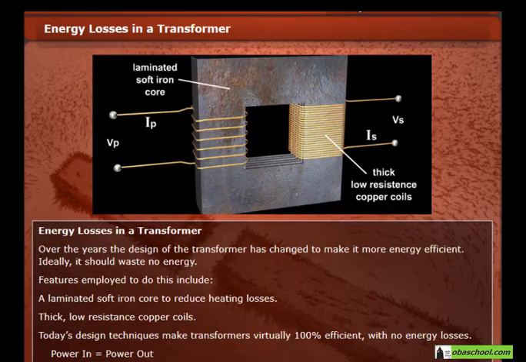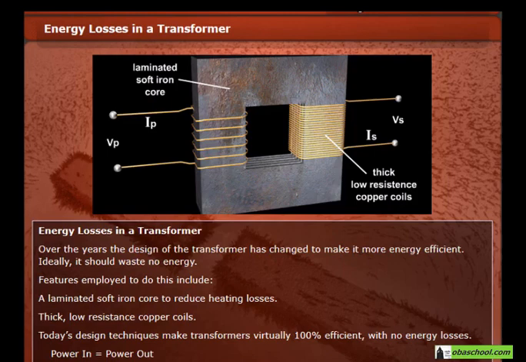Energy losses in a transformer. Over the years, the design of the transformer has changed to make it more energy efficient. Ideally, it should waste no energy. Features employed to do this include a laminated soft iron core to reduce heating losses, thick low-resistance copper coils. Today's design techniques make transformers virtually 100% efficient with no energy losses.